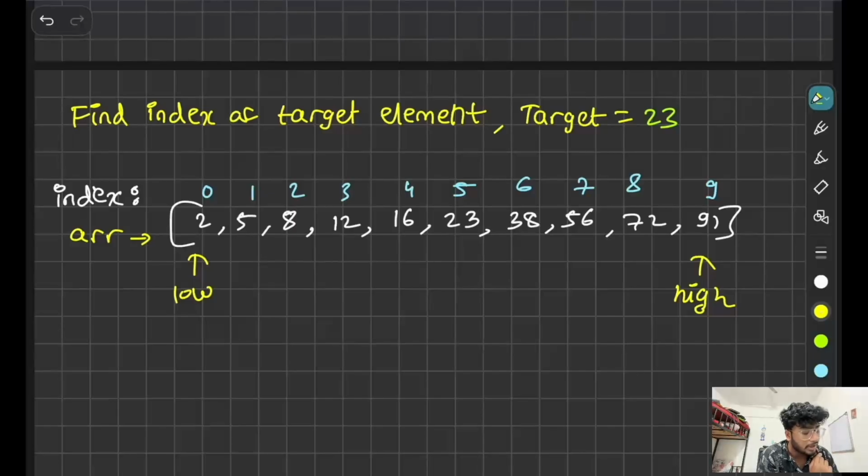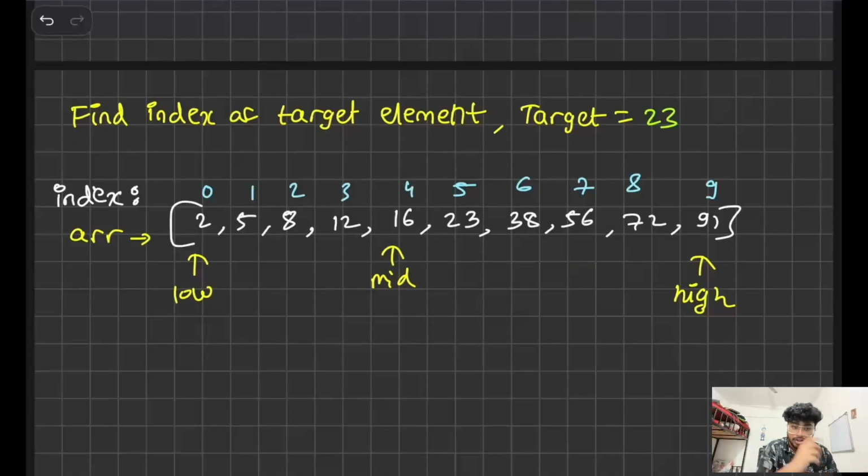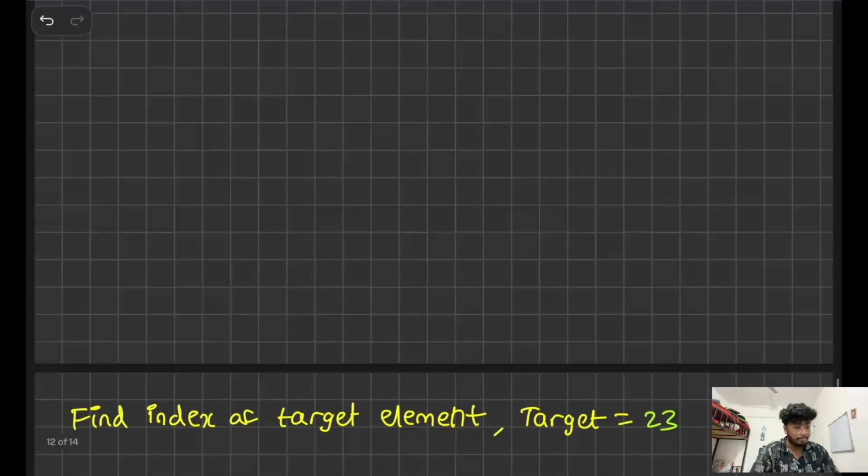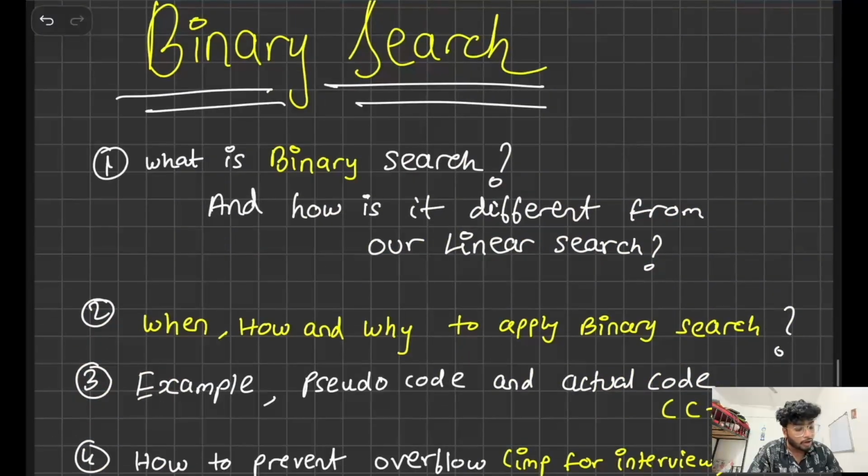So low plus high, we'll find the middle of this by adding both and dividing by 2, taking the average of them, right? So it is 0 plus 9 by 2, which with floor division, integer division, would give you 4. So this is our mid. Now what binary search does is help me eliminate one half. How do we do it? We'll look into it.